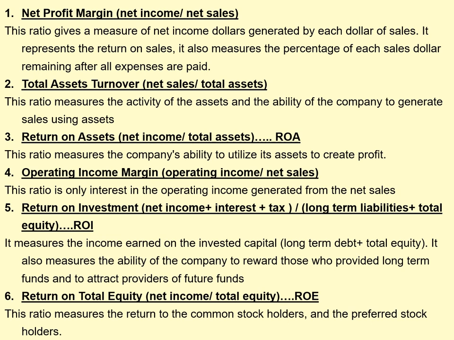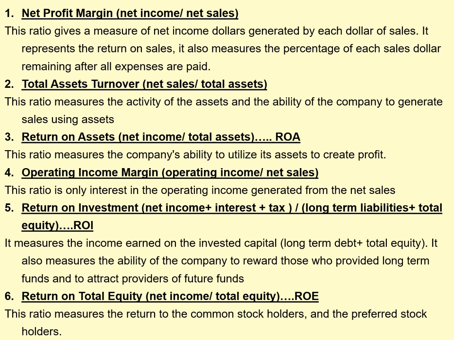And then the one famous return on assets, which is going to be ROA as an abbreviation, and this means net income divided by total assets, net income from the income statement and total assets from the balance sheet. And then operating income margin, which means operating income divided by net sales, both available in our income statement. And then the famous ROI, return on investment, which is going to be EBIT, net income plus interest plus tax, divided by the long-term liabilities and total equity.